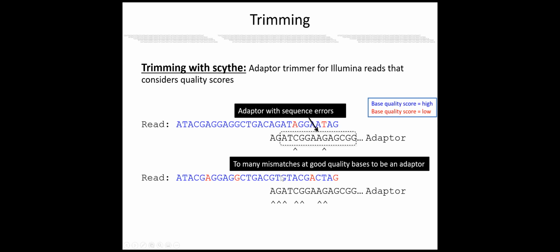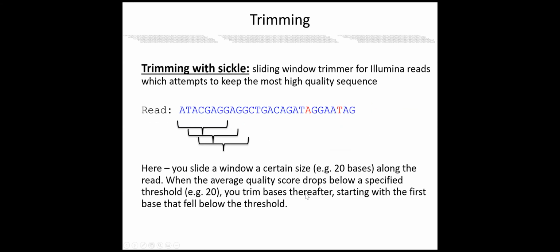In this case, we see there's a bunch of mismatches relative to the adapter, and a lot of these mismatches are really confident base calls. So what it's going to say here is, I don't see the adapter. And in fact, this final AG could actually be adapter, but it's probably going to say that it's hard to call. Trimming with Sickle. Sickle is going to move a sliding window across the reads.